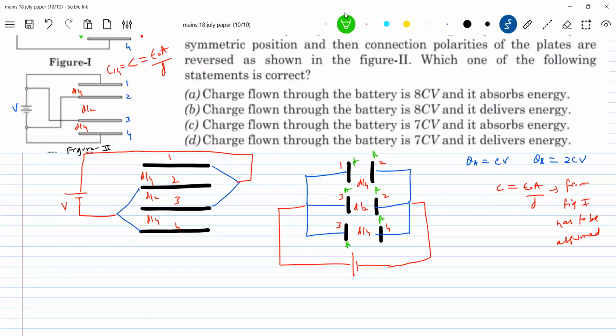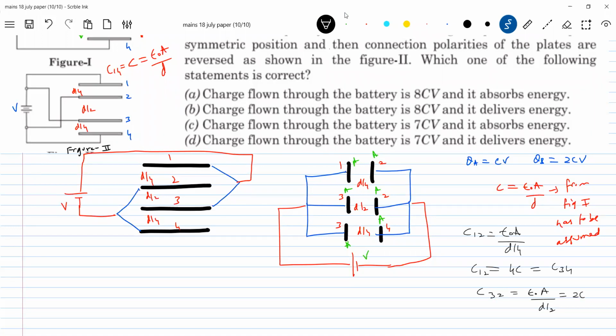Now write it. What is C12? C12 should be equal to F naught A D by 4, or this will be 4C. C12 should be equal to C34. C32 should be equal to F naught A D by 2. This should be equal to 2C.